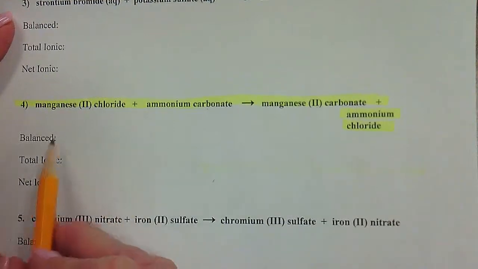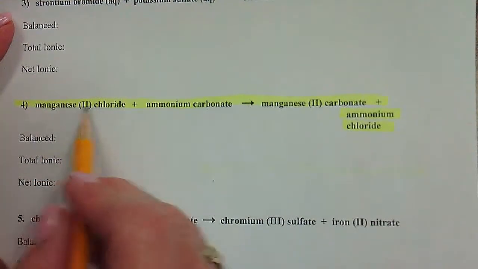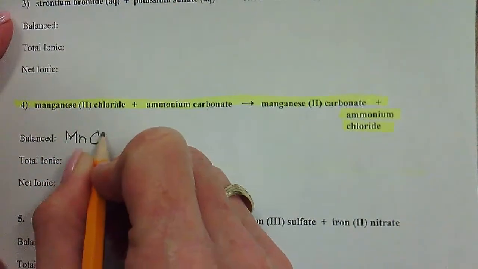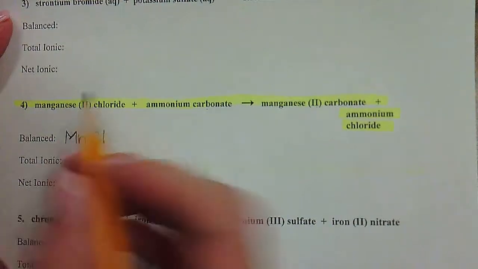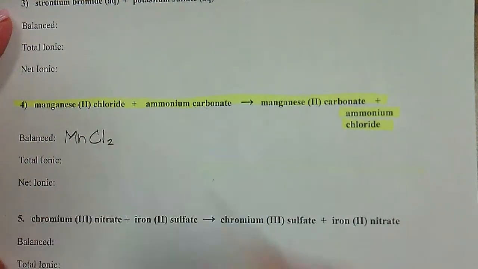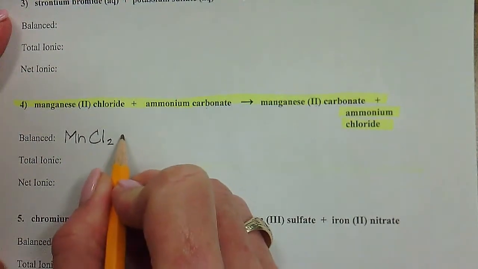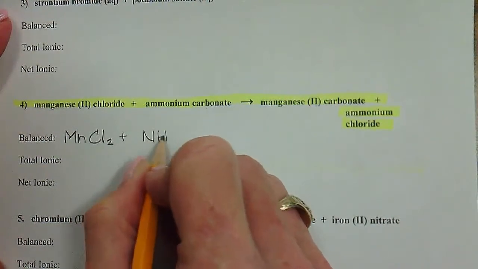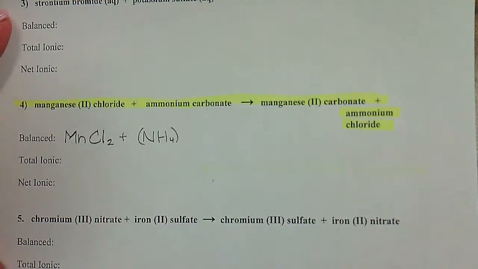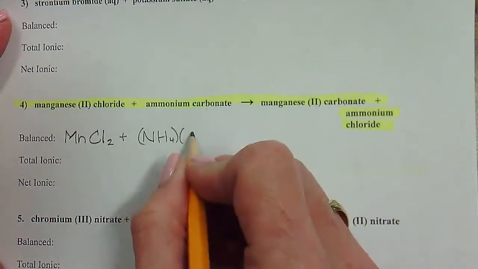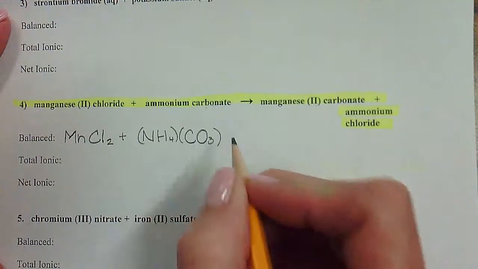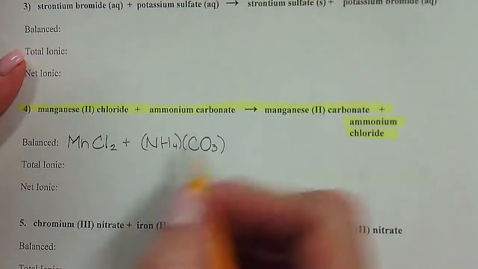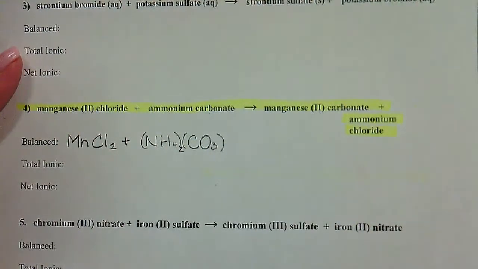chloride. So I need to write this as a balanced equation. So I just start pulling everything out. I know manganese is Mn and chloride is Cl. Manganese is plus 2, so you crisscross those, and that would be manganese(II) chloride, MnCl2. Plus ammonium carbonate. Ammonium is the positive polyatomic ion, NH4 with a plus 1 charge. And carbonate is CO3, also polyatomic. So when you crisscross those oxidation numbers to make them subscripts, (NH4)2CO3.